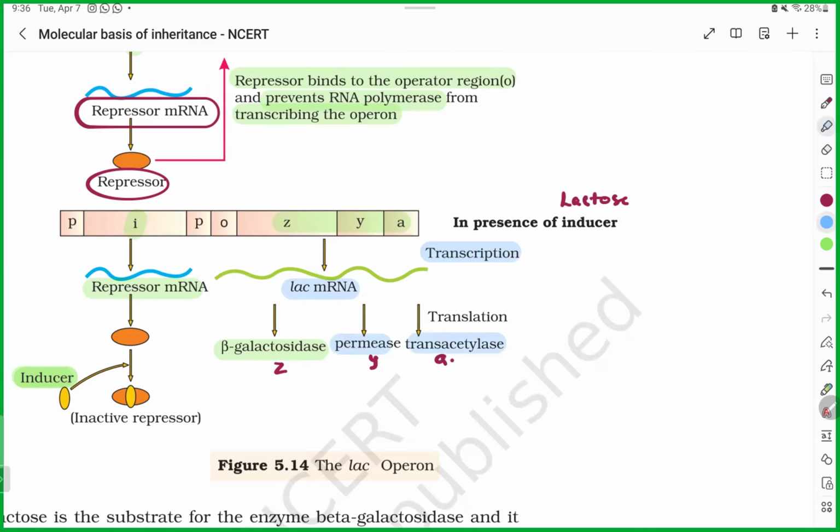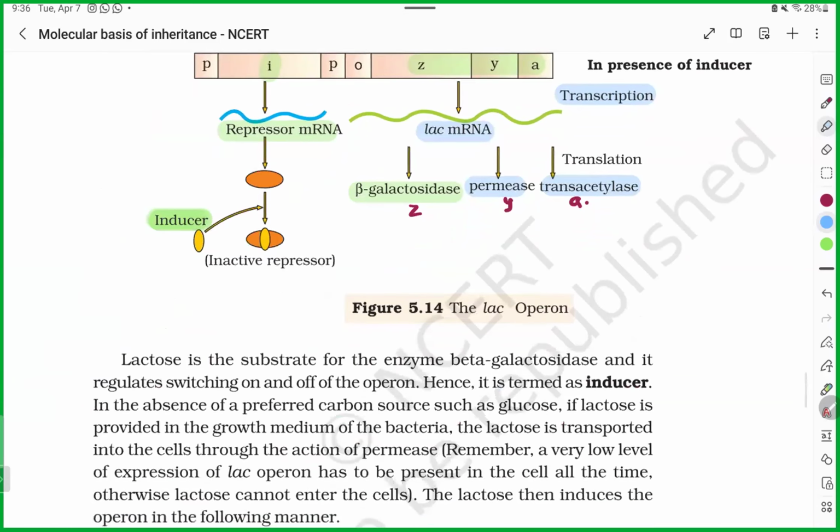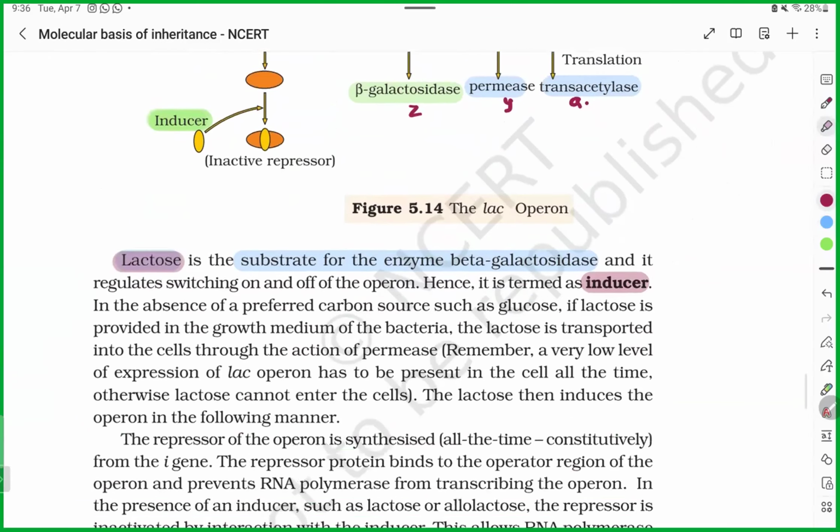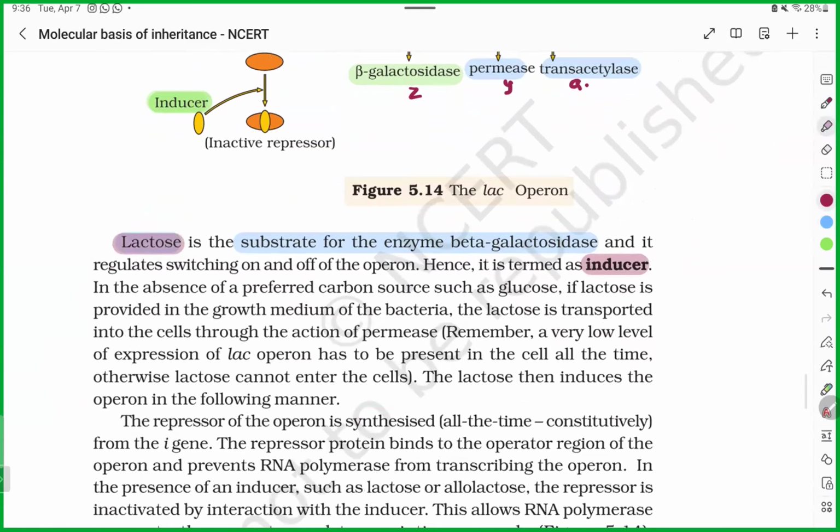This happens when food is present. Lactose is the substrate for the enzyme beta galactosidase. Make sense? Yes. Beta galactosidase will act on the lactose and it regulates the switch on and switch off. That's why lactose is the inducer. If you don't have a proper carbon source, like glucose, and lactose is provided in the medium, lactose can be transported into the cell through the action of the permease.